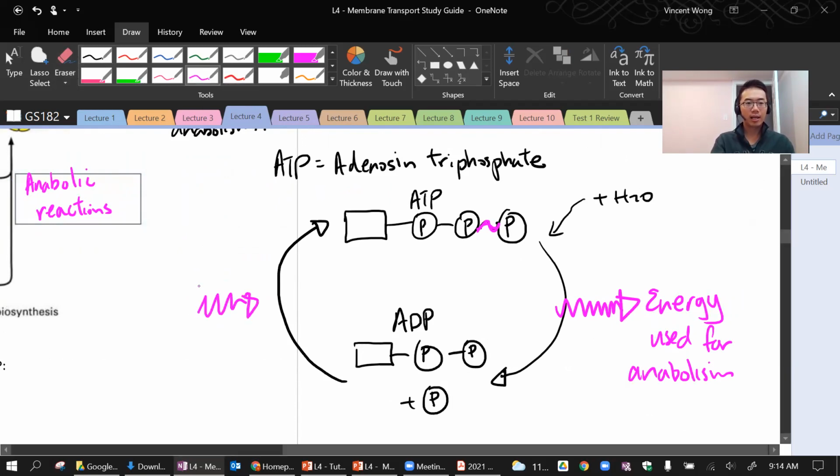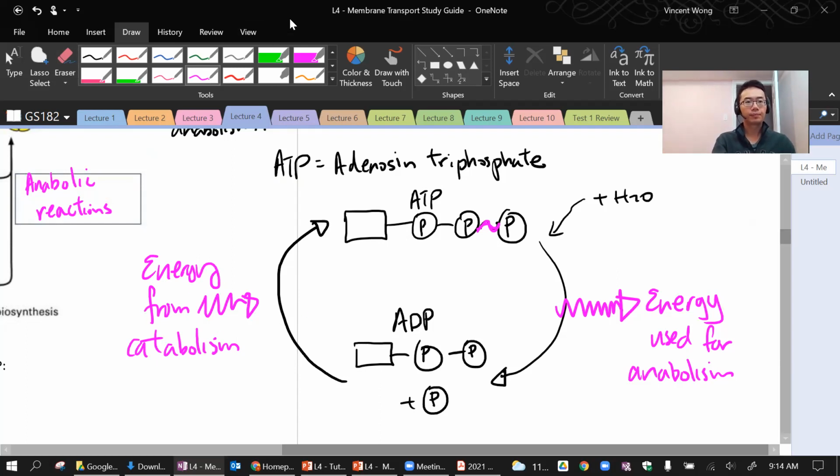Energy has to be inserted into the ADP to charge it back to ATP. So this is energy from, you've guessed it, catabolism. And then this just keeps on going, cycling between ATP and ADP, ATP and ADP, as long as we are alive, basically.